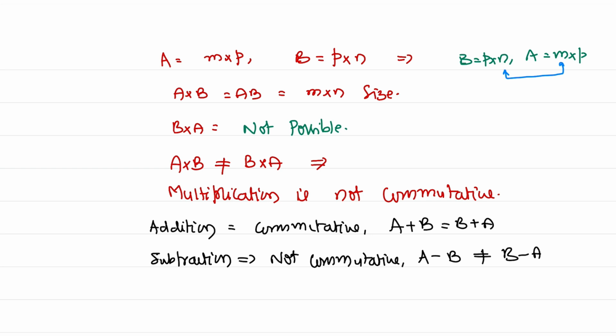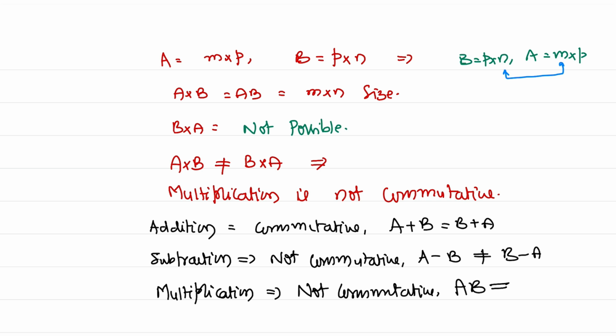And third property, multiplication is not commutative, because AB may not be equal to BA. And find some matrices for which AB is equal to BA. That is your homework. May not be, but there can be.